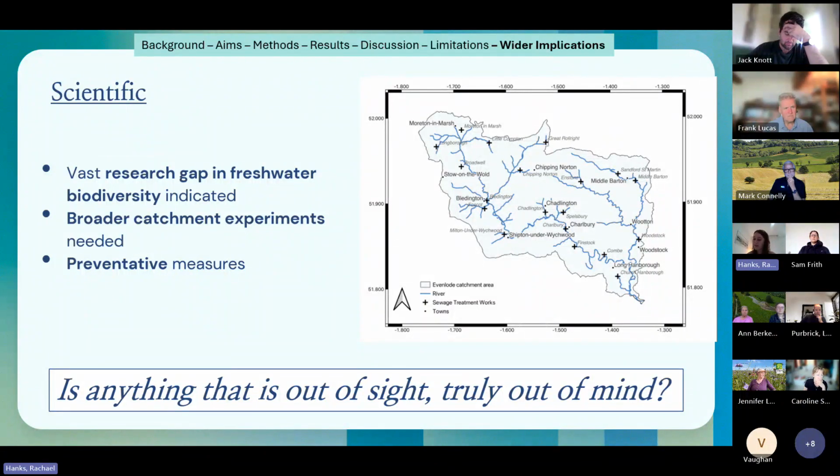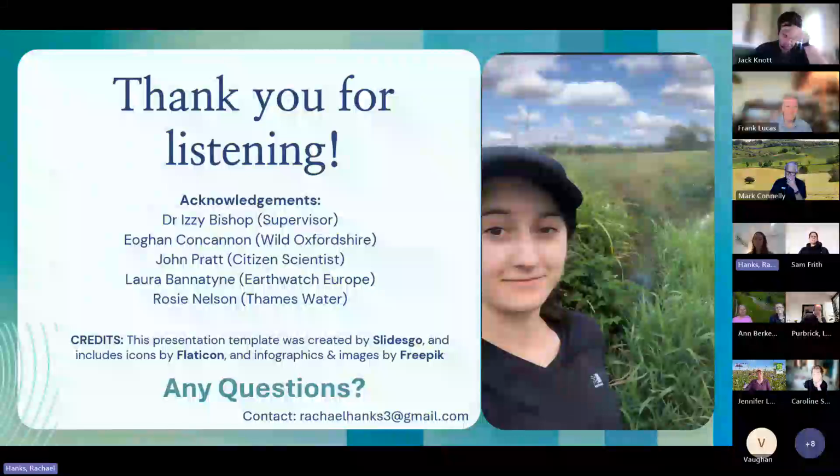It also shows that preventative measures are needed, which is easier said than done, rather than just dealing with the consequences. It's been described as a ticking time bomb, particularly with the phosphate and nitrate levels we've seen in this study. It's just a matter of time before we start to, well, we're already seeing the impacts, but we're going to continue seeing them. So that links back to the title of my investigation: is anything that is out of sight truly out of mind? Thank you.